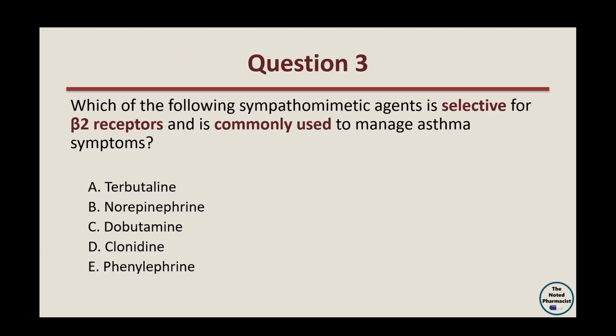Question 3. Which of the following sympathomimetic agents is selective for beta-2 receptors and is commonly used to manage asthma symptoms? Option A, terbutaline. Option B, norepinephrine. Option C, dobutamine. Option D, clonidine. Option E, phenylephrine.